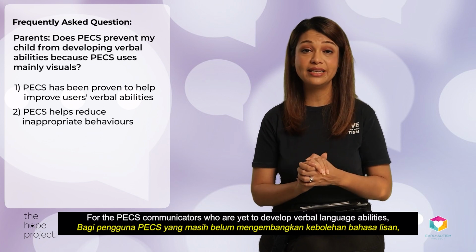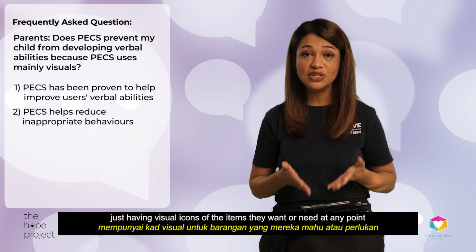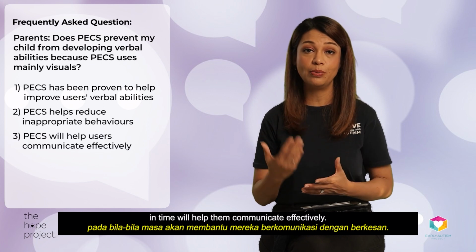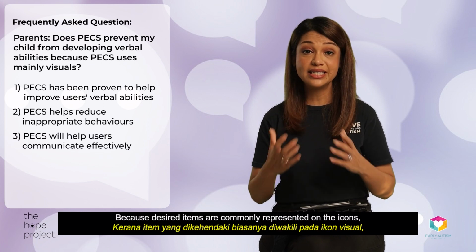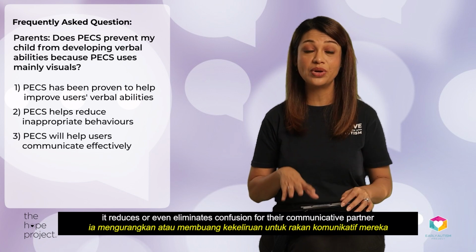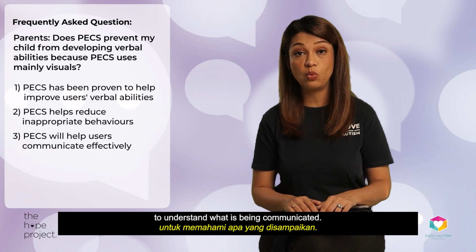For the PECS communicators who are yet to develop verbal language abilities, just having visual icons of items that they need at any point in time will help them communicate effectively. Because desired items are commonly represented on the icons, it reduces or even eliminates confusion for their communicative partner to understand what is being communicated.